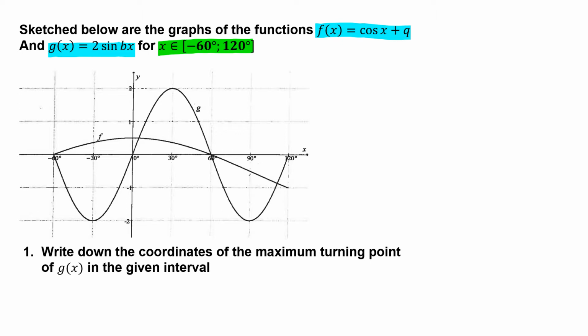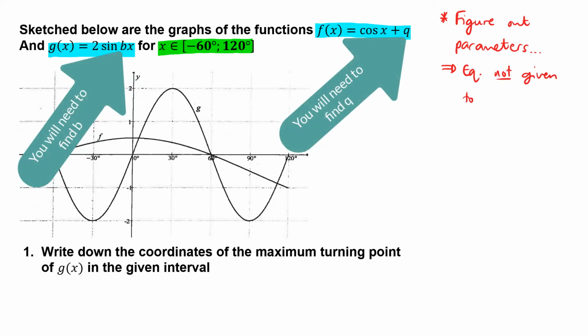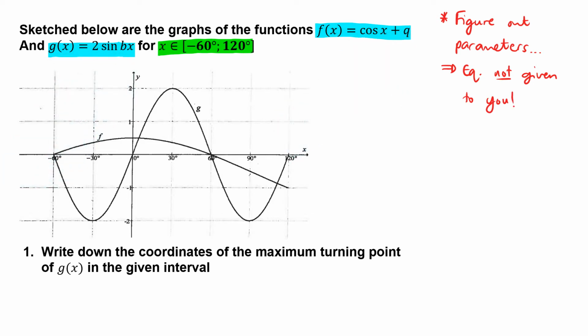So, to begin with, whenever you get into an exam and you get onto the question that involves trig functions, especially in a question like this, where you're going to need to figure out the parameters on your own. Basically, what this means is that the equation is not given to you. And when that's the case, you've got to look at what you're given. And we'll start off with f of x over here.